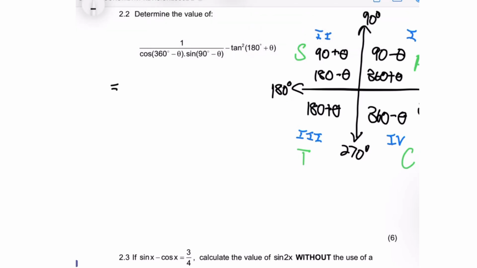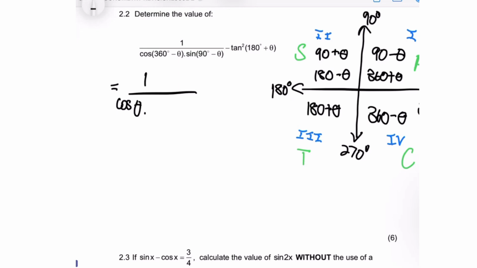Now, let's vibe with this question. So now we've got 1 over cos of (360 minus theta). Now, 360 minus theta is in which quadrant? That is in the fourth quadrant. So this will become what? It will become cos of theta, because cos is positive in the fourth quadrant, right? So we reduce that.